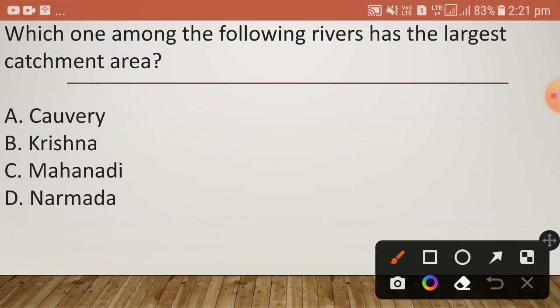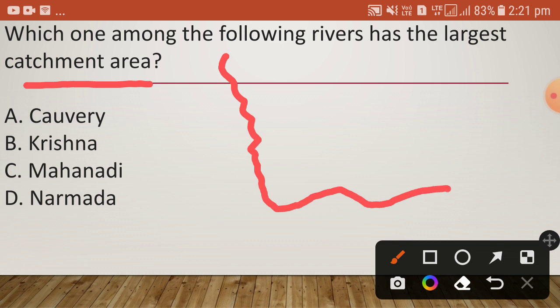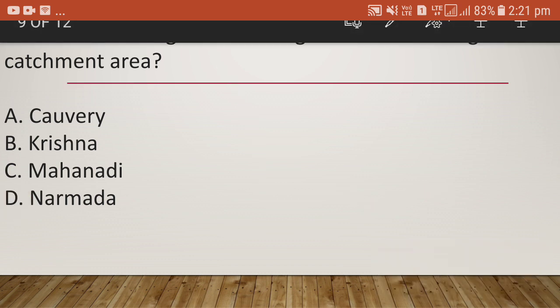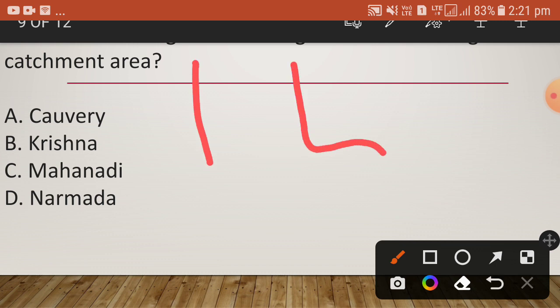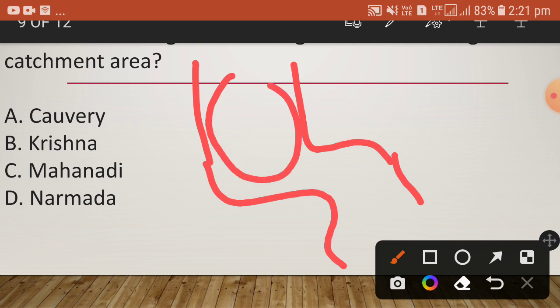See, the difference between catchment area and length is, so length is nothing but the length of the river which flows from its originating point towards the end point. Whereas the catchment area is nothing but, the rivers usually flow in many directions, in many shapes and all. So the area which it covers throughout its flow from the starting point to the last point is nothing but the catchment area.